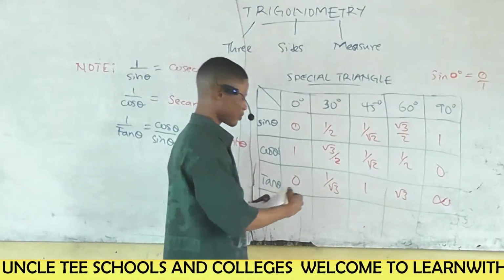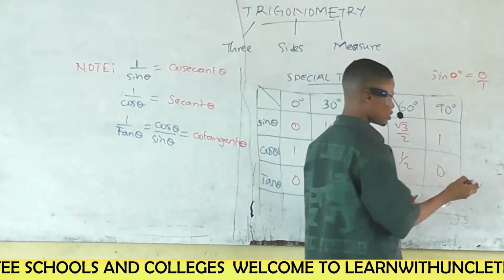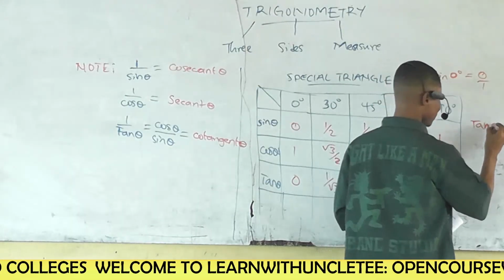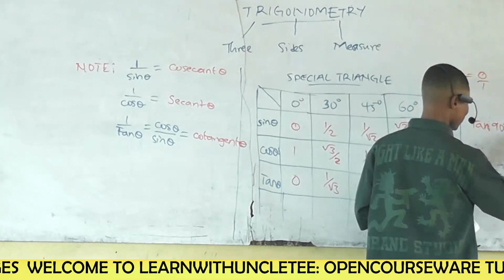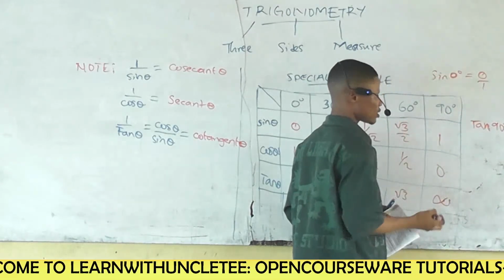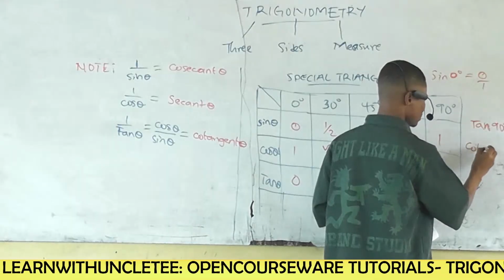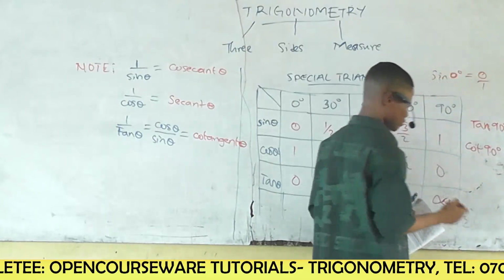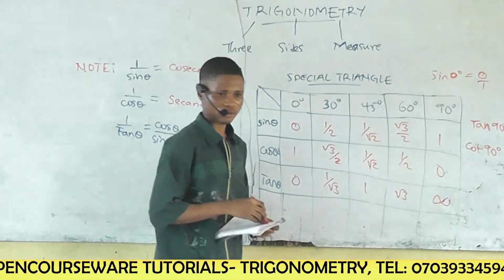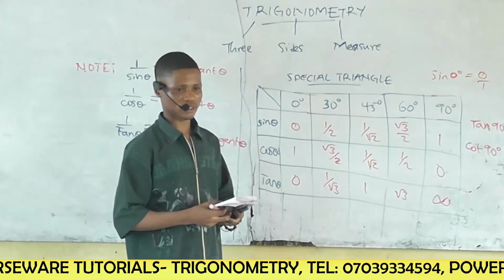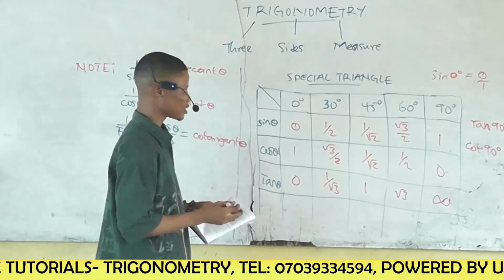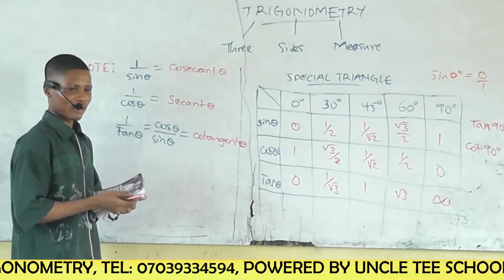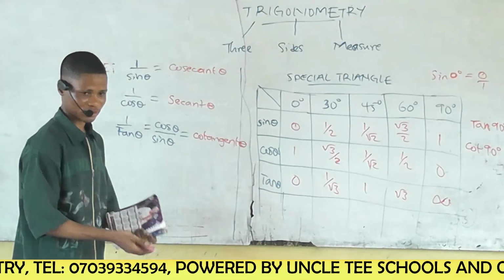It will be 0. How do you get it to be 0? This will be tan 90 degrees equals infinity over 1, right? So for cot 90 degree, it will be 1 over infinity. How do you get it to be 0? This is a logical proof. That is, you can prove it by using a numerical method.